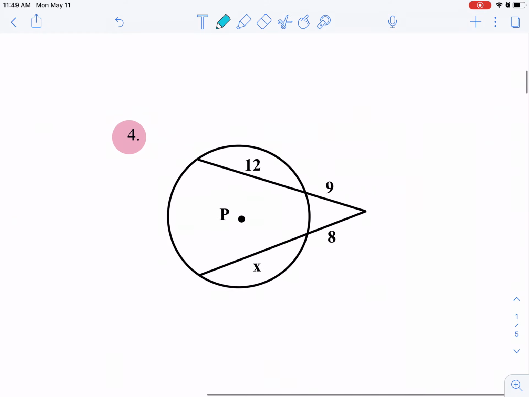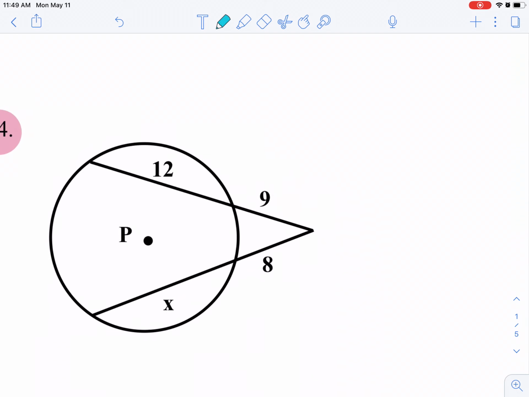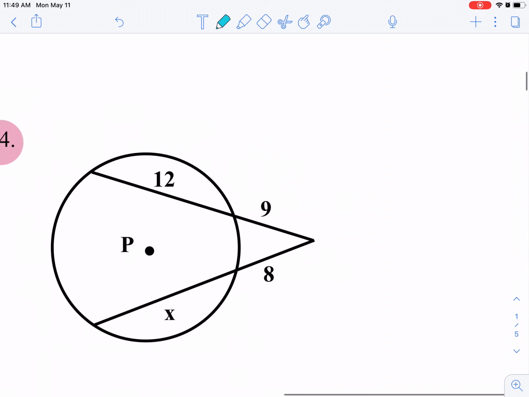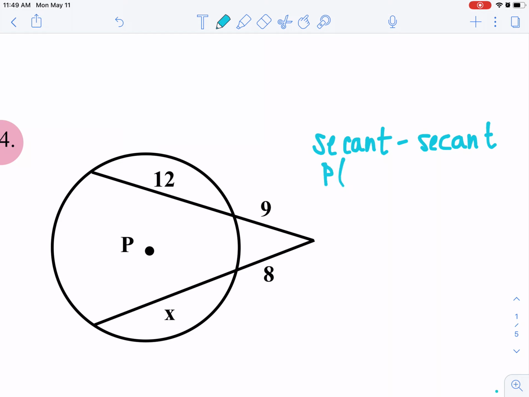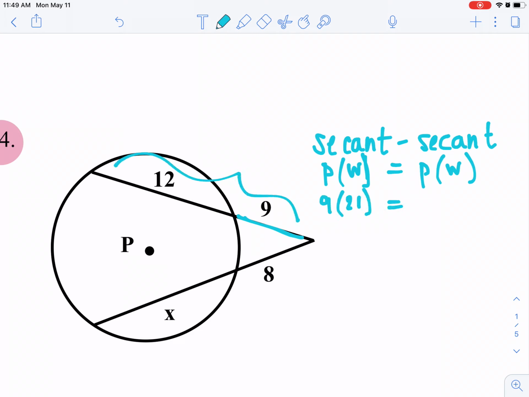Okay? Versus number 4, this one should hopefully be a little bit more straightforward. We have 2 segments. They both happen to be secants. So we're going to use our secant formula, which tells us to take the outside part of the secant times the whole thing and set that equal to the outside part of the other secant times the whole thing. So in this case, the outside part is 9. The whole secant, 9 plus 12 is 21, is equal to the other outside part, 8, times the whole secant, x plus 8.